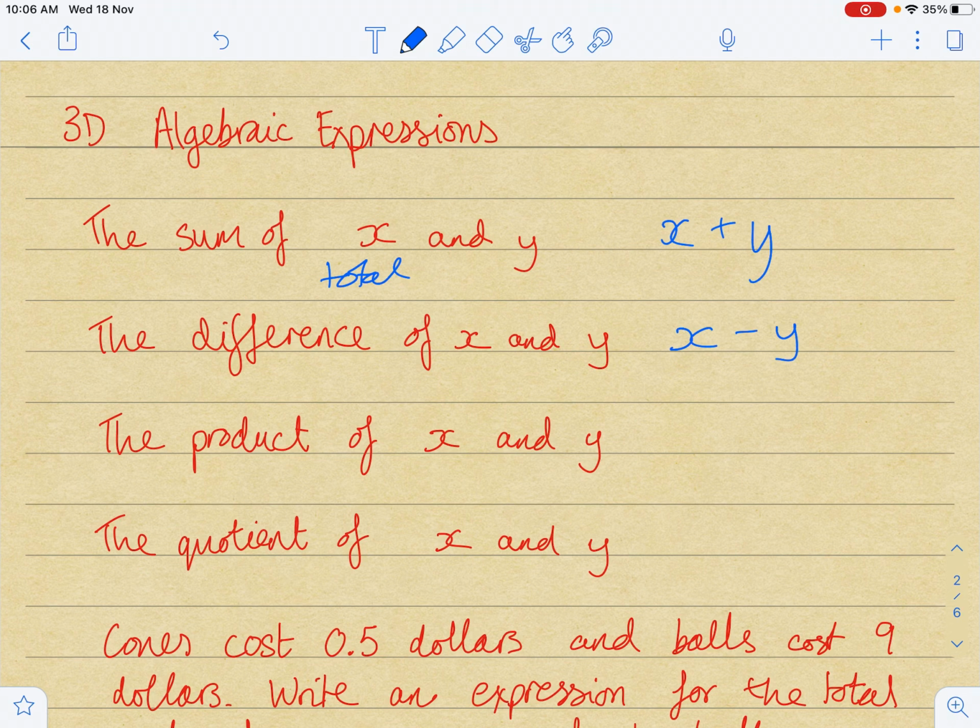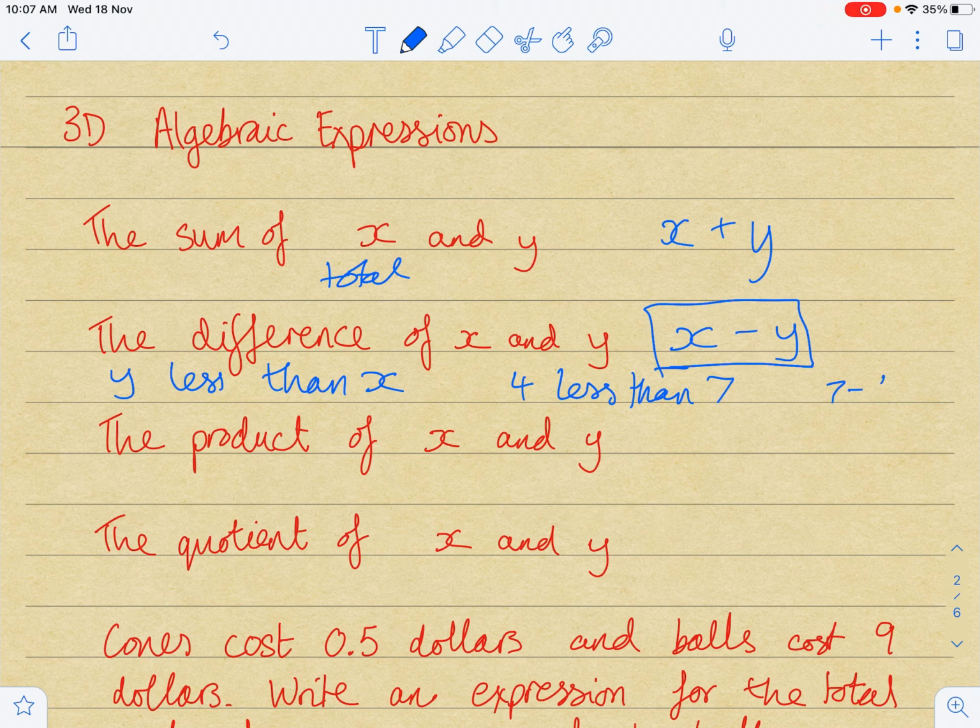Look out for a slightly tricky one, which is if I wrote y less than x, an expression for that would be the same as this, because we begin with x and we subtract y. If you imagine some numbers in here, if I said 4 less than 7, well, 4 less than 7, I'm going back from 7, so I begin with 7, I subtract 4, and it's 3. So just be careful with the language. With subtraction, the order matters. With addition, x plus y is the same as y plus x. Doesn't matter.